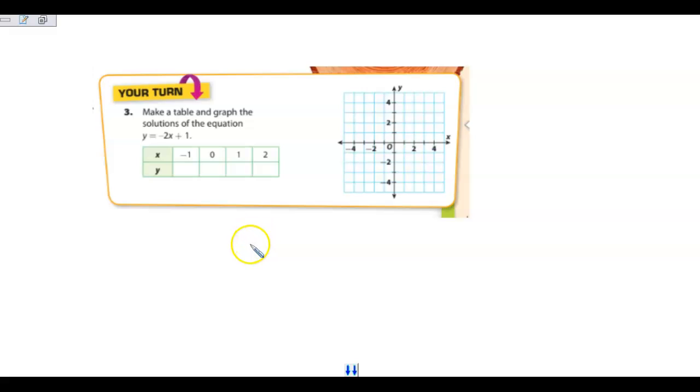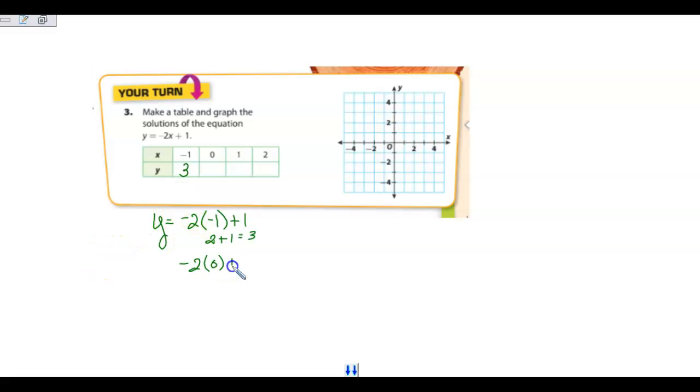Let's try this, your turn. They want us to make a table and graph the solutions of this equation. They gave us the values for x that they want us to use and to determine what the y is going to be. So in our first one, x is -1. So we're going to replace the x with -1 and add 1 to it. So -2 times -1 is 2. 2 plus 1 is 3. So y equals 3.